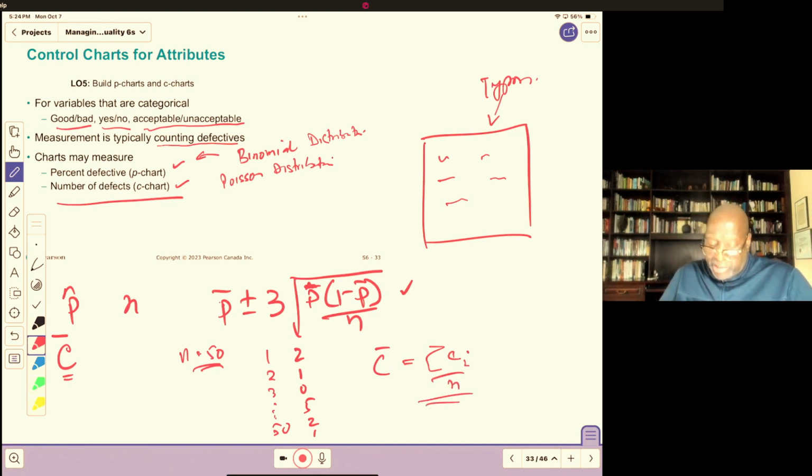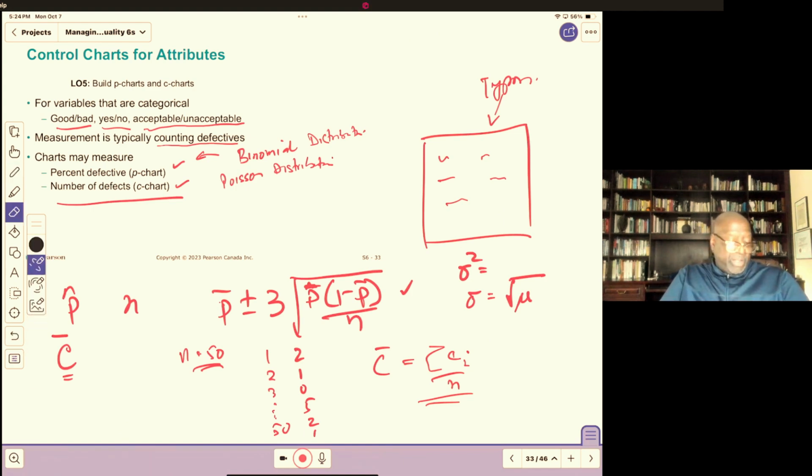So this is a case where the mean, the variance, I believe it is, or the standard deviation, is the same as the mean. C bar. The variance is the same as the mean, so in which case the standard deviation is the square root of the mean. Let me just change this. So the variance, C bar is a sample. So mu is equal to sigma squared. So that's a Poisson distribution. That's the characteristic of it.